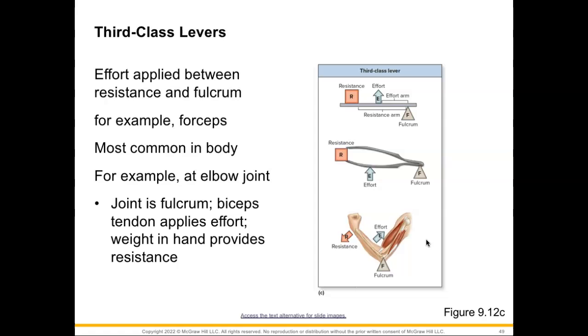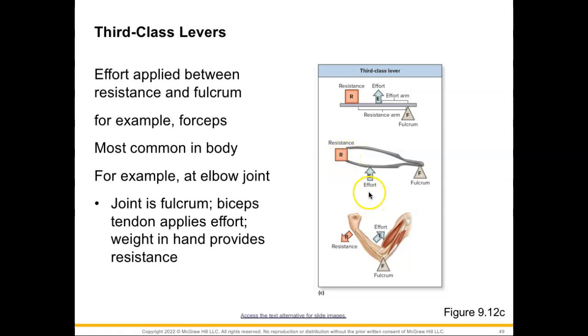And what we have happening the most within our body are our third class levers, where we're going to have the effort sitting between our resistance and the fulcrum. An example of this in our everyday life would be like our forceps, where the very end is our fulcrum. We would have the effort being applied by our fingers here at these bars, and then the resistance would be whatever we are trying to pull or pick up with the forceps.